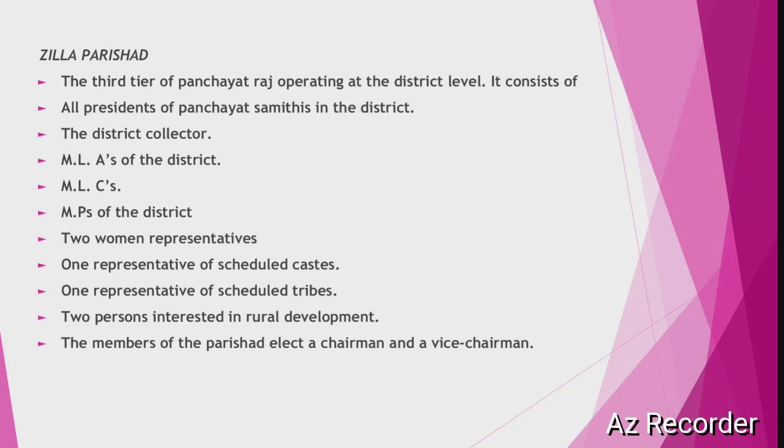Next one, Jilla Parishad. The third tier of Panchayat Raj operating at the district level. It consists of all presidents of Panchayat Samitis in the district, the collector, MLAs of the district, MLCs, MPs of the district, two women representatives, one representative of scheduled caste, one representative of scheduled tribe, and two persons interested in rural development. The members of the Parishad elect a chairman and a vice chairman.